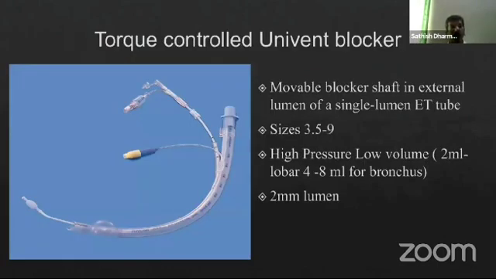This is a Univent tube. It is a torque-controlled Univent blocker. It can be either intraluminal or extraluminal. Its available sizes are 3.5 to 9. But the only disadvantage is it has a high pressure cuff, so it is not used widely because of the high pressure. It causes bronchial mucosal injury, and so many centers are not practicing it. And if you notice, most of the bronchial blockers will have a central lumen of 1.5 to 2 millimeters for collapse of the lung or for suctioning. This also has a 2 millimeter internal lumen and a separate pilot balloon for the cuff.